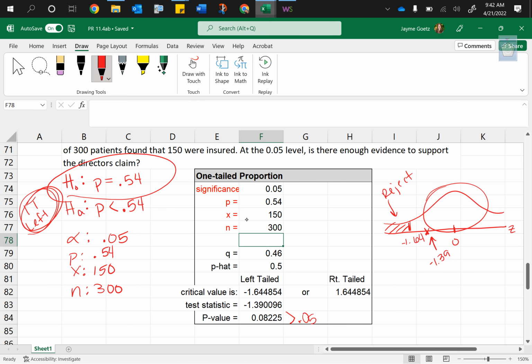No, we did not reject the null hypothesis. The alternative said that it was less than 54%. And did we have enough information to fail to reject? No. So the alternative does not stand. The alternative does not stand.